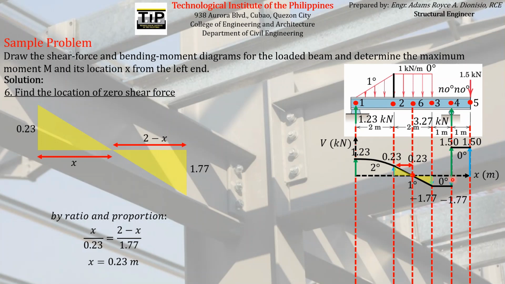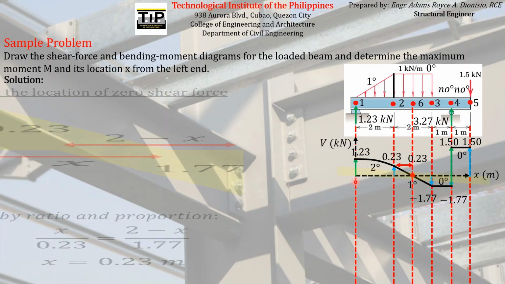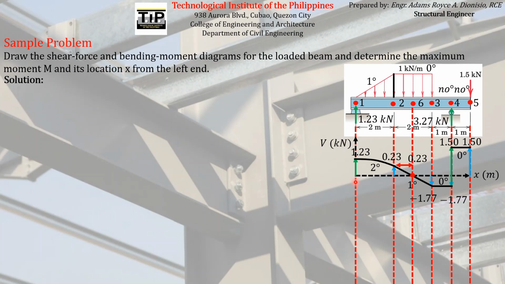Actually, not zero shear. It intersects the horizontal axis, but actually the shear force acting on point 4 is not actually zero, sorry. It just intersects the horizontal axis, but the actual location of zero shear force is 2.23 meters from the left end. So that is the last step for how to draw the shear diagram. So again, the shear diagram is just this. That is the shear diagram.